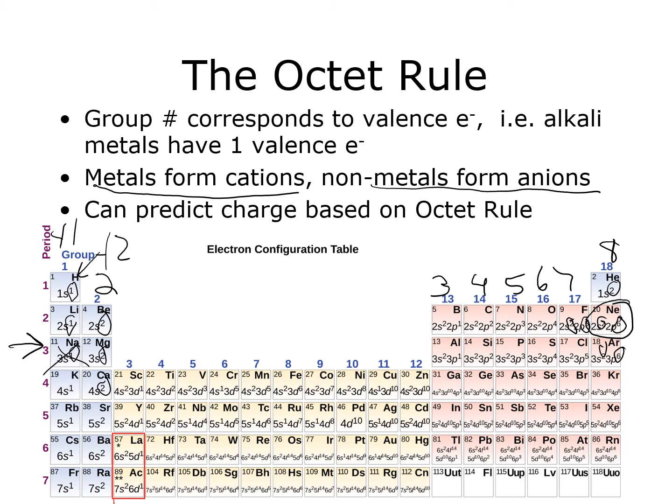Now we go to a nonmetal, for example, fluorine. Fluorine has 7 valence electrons. Nonmetals gain electrons, so it's going to gain 1 more. And if it gains 1, they're going to form a -1 charge in column 7. If we go, for example, to column 6, they have 6 valence electrons. Again, nonmetals gain electrons. They're going to gain 2 electrons and form a -2 charge.